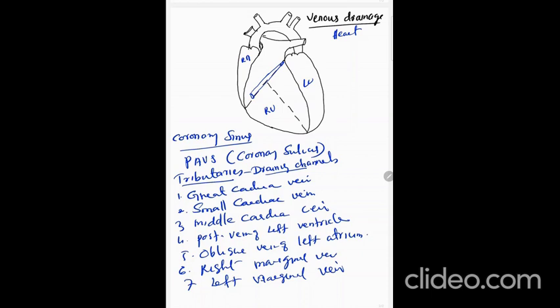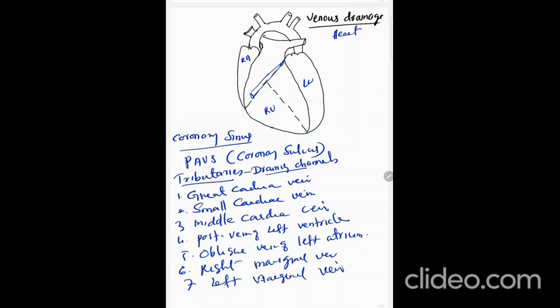Let us see one by one. The first one is the great cardiac vein. Where can you see the great cardiac vein? See here, this is the anterior interventricular sulcus. In the anterior interventricular sulcus we have the anterior descending artery, or the left anterior descending artery, or the anterior interventricular artery. So here we have the apex of the heart.